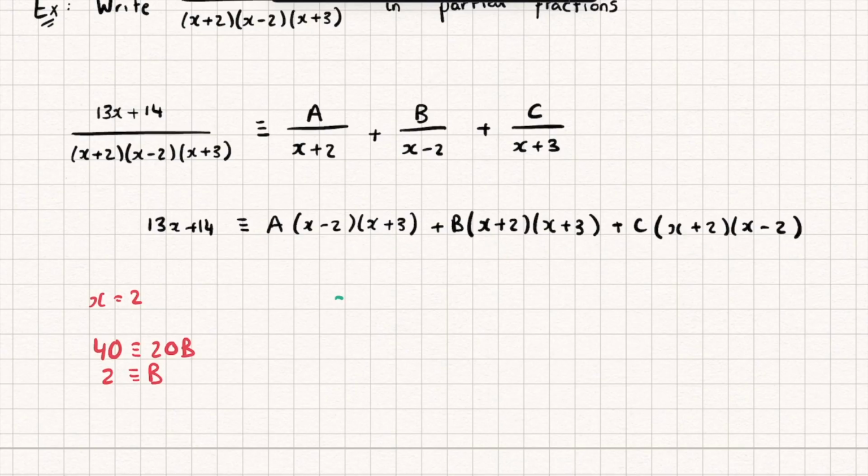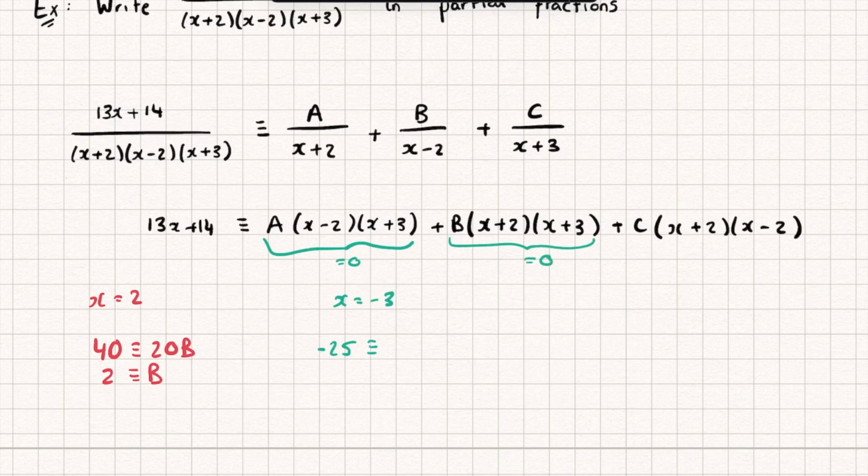This time I'm going to let x equal negative 3. That's going to set this bracket to 0 and this bracket to 0 and allow me to solve to find c. So let's sub it into the left hand side. Negative 3 multiplied by 13 is going to be negative 39. And then we're going to add 14 onto that, so that's going to give us negative 25. And remember, this term here goes to 0 and this term here goes to 0. And so we just need to focus on the final term.